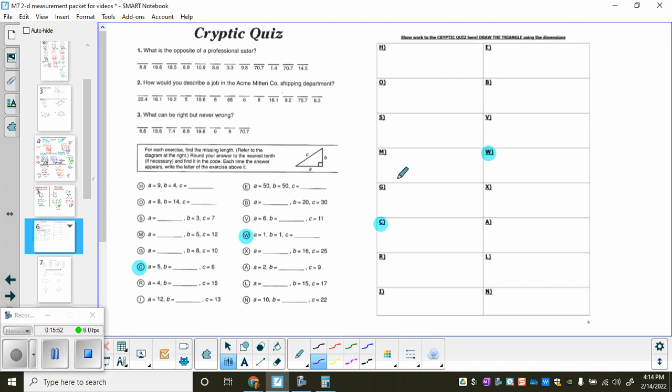The letters here all match up to the letters here, so this is again just a place to show the work. And for this one, you've got that A is 5, we don't know B, and C is 6. So we have one leg and we have the hypotenuse. So we have 5 squared plus B squared, I don't know what B is, and the hypotenuse in this problem was a 6, so 6 squared.